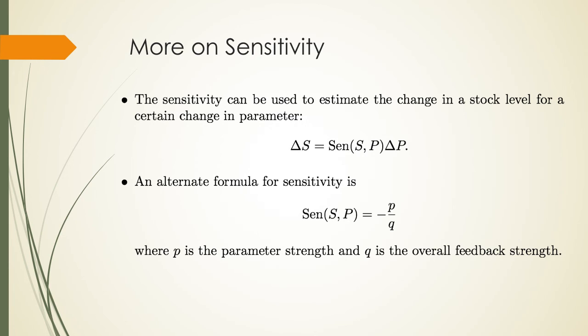Two more notes on sensitivity. In the previous example, we used stock values to estimate the sensitivity, but we can also use the sensitivity to predict a change in the stock level. Also, the sensitivity can be calculated as minus P over Q, where P is the parameter strength and Q is the overall feedback strength at the equilibrium point. I won't expect you to use this formula, but you may come across it in the textbook reading.